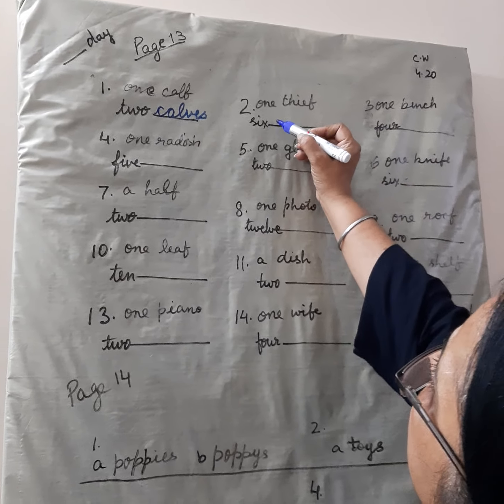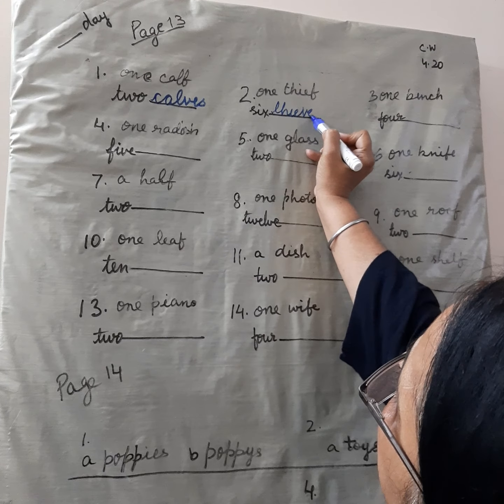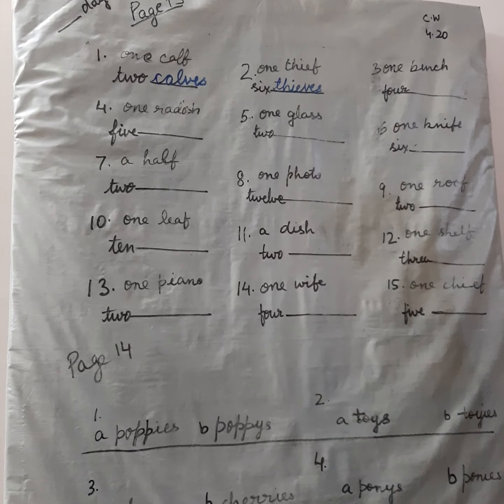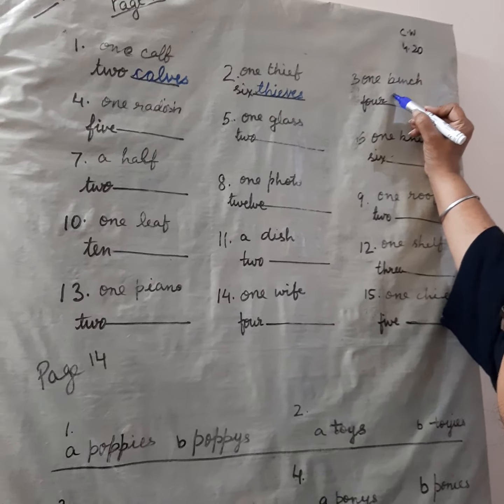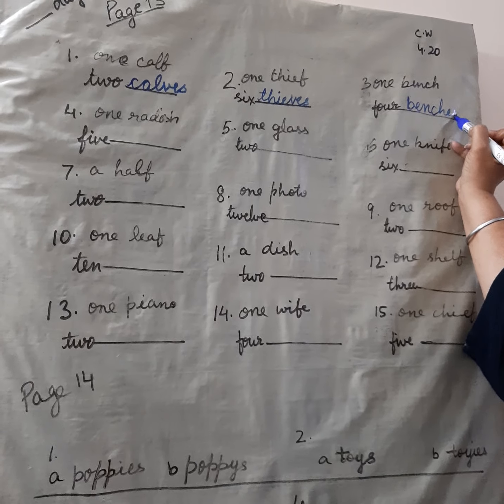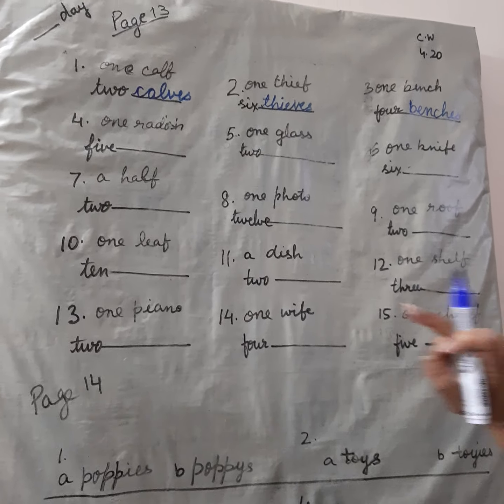One thief, thieves. We will remove F and we will write VES. One bench, benches. It is a hissing sound, bench, so we will add ES.